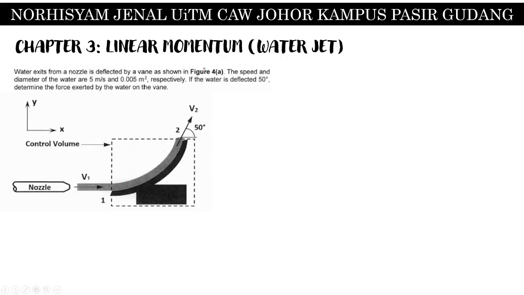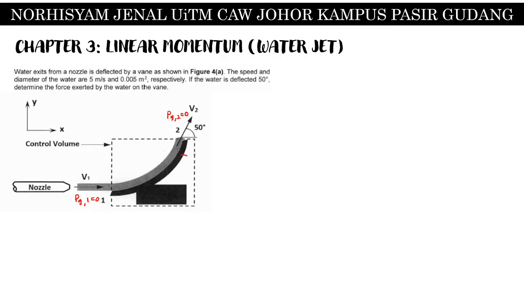This is another question on linear momentum, and for this question it is a study on a water jet, meaning that the pressure that we have at point 1 and point 2 should be equal to 0. So P gauge 1 and P gauge 2 over here should equal 0. It means that the whole system is outside a pipe.